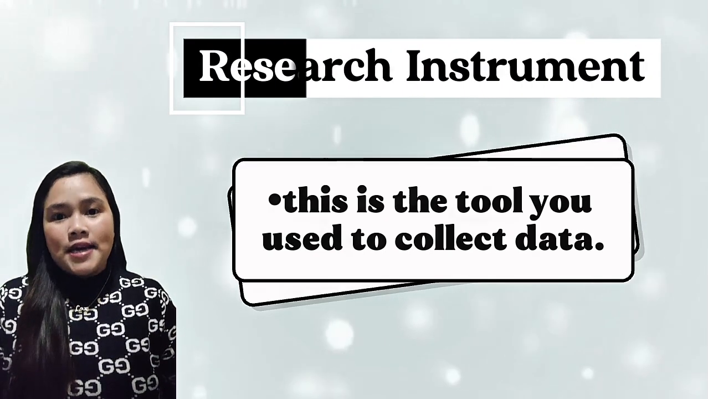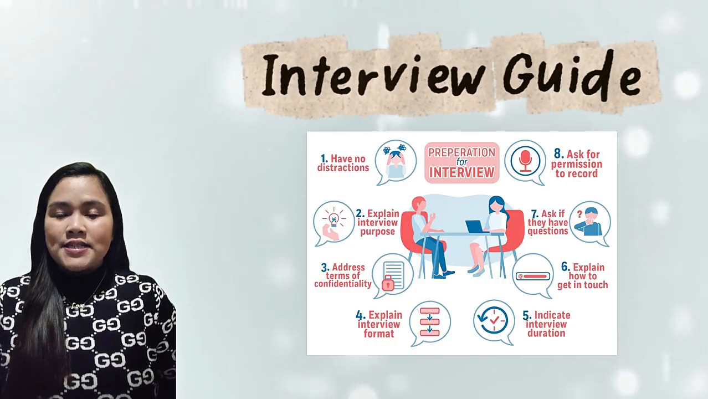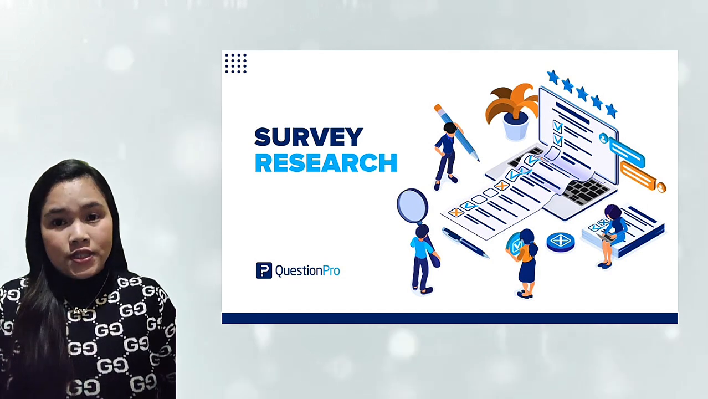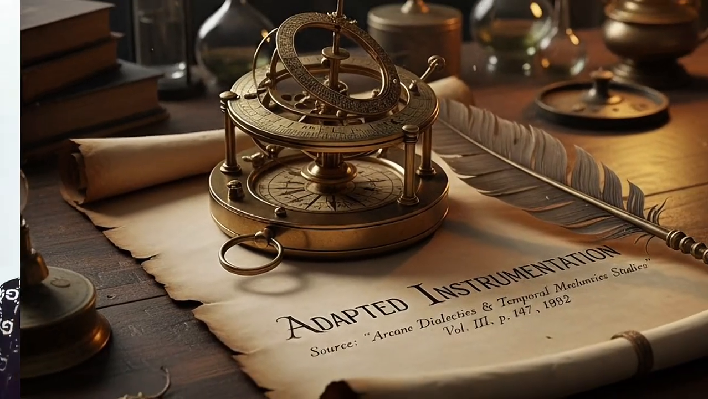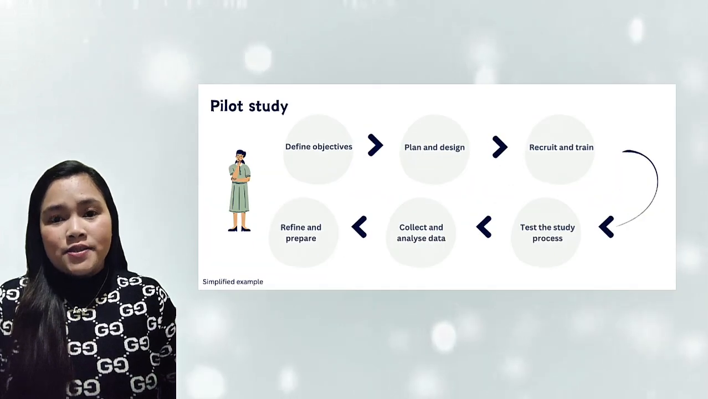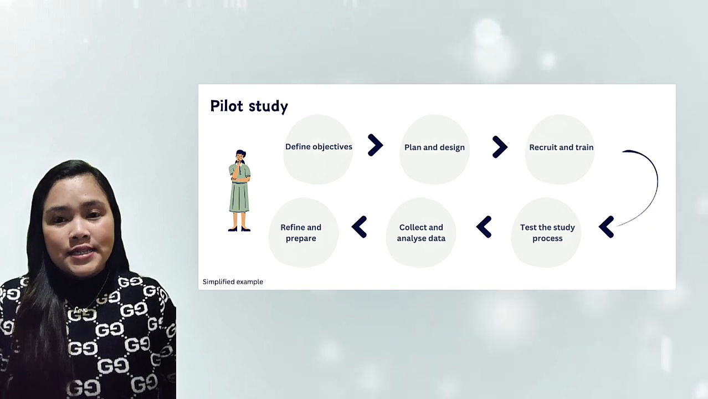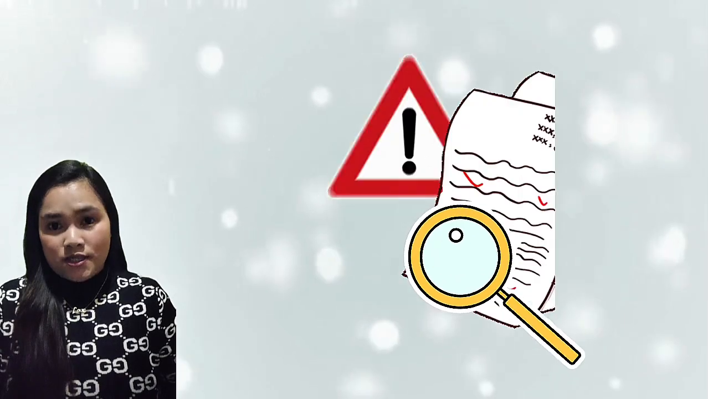Now, the research instrument. This is the tool you use to collect data. Did you use a questionnaire, an interview guide, a standardized test? Describe it in detail. If it is a survey, what sections does it have? Did you use a Likert scale? If you adapted the instrument from previous studies, cite the source. Also, mention if you conducted a pilot study to test your instrument on a small group before the main data collection. This helps identify and fix any problems early on.